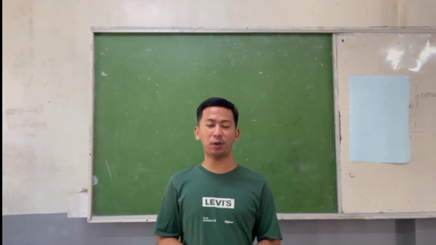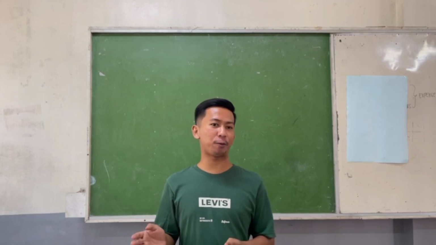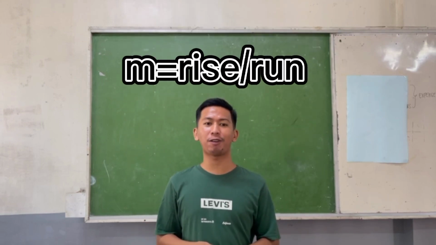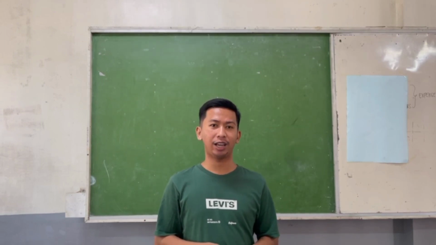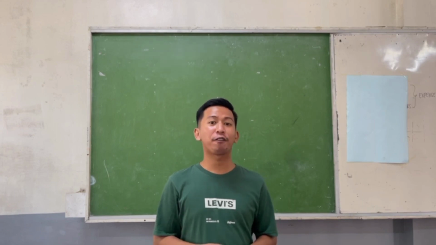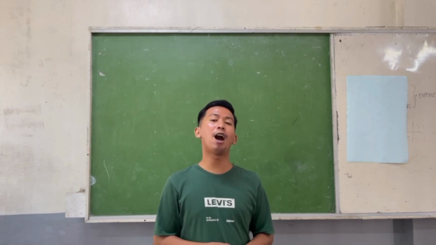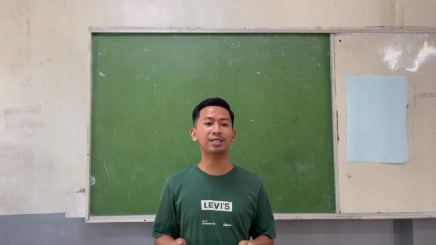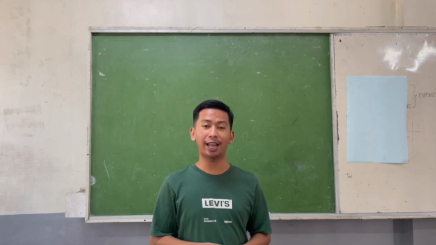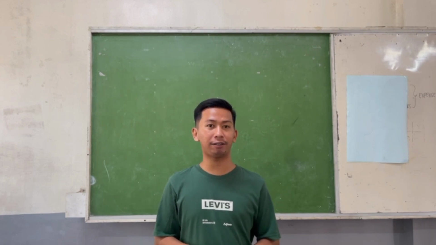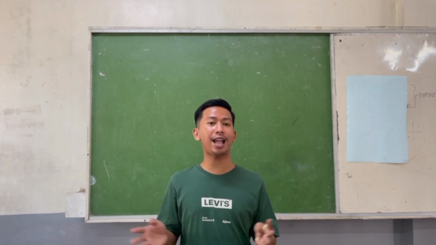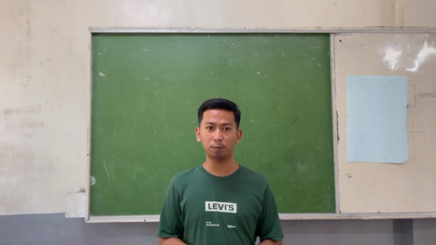For identifying the slope given the graph of the equation, always remember the formula m is equal to rise over run. And here are the following steps. First, you have to count the rise or the number of the units going up. Second, count the run or the number of units going left or right. And lastly, you have to divide the rise and the run. Whatever is the answer, that is the value of the slope.